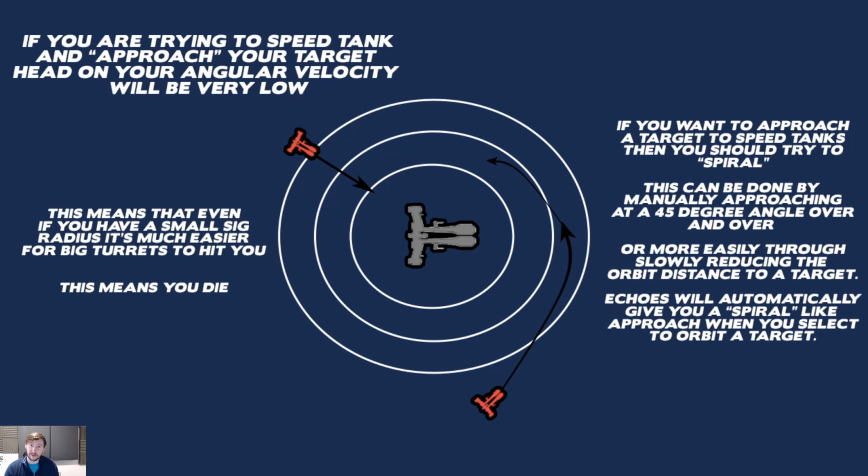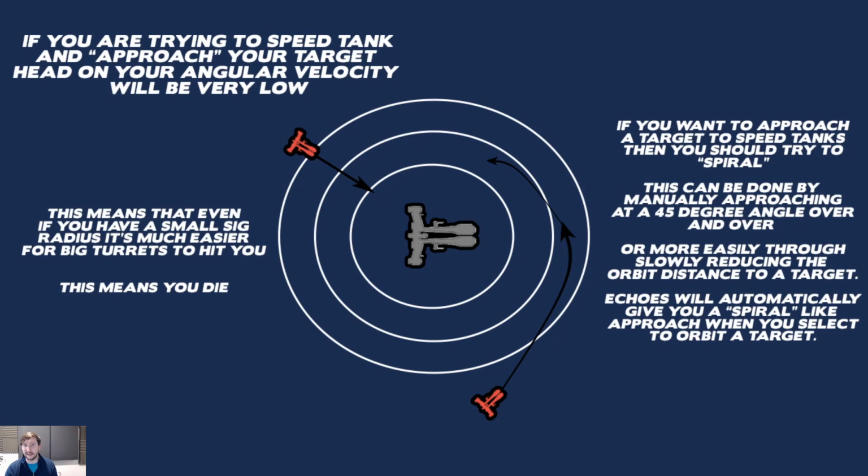What echoes will actually do for you, and I've actually noticed this, especially when you're closing in on a distance that's relatively short, echoes will automatically give you a spiral-like approach when entering into an orbit pattern versus a target. And this is essentially to help players get into an orbit without having to do all the fancy bits beforehand. So echoes will actually do a lot of the work for you, but just be aware that especially if you're looking to close the orbit distance, it's good to start off orbiting at a higher value, and then slowly reduce the orbit distance until you get into a comfortable speed tanking distance.